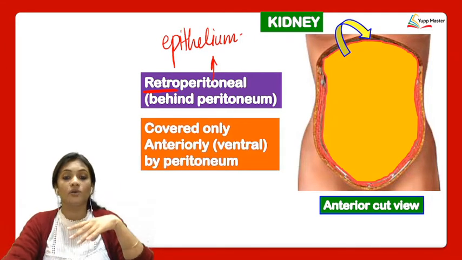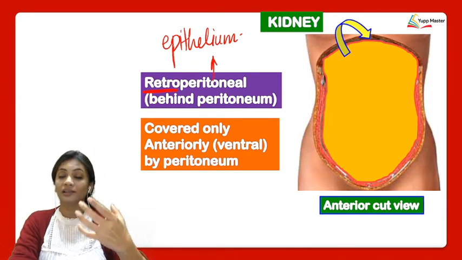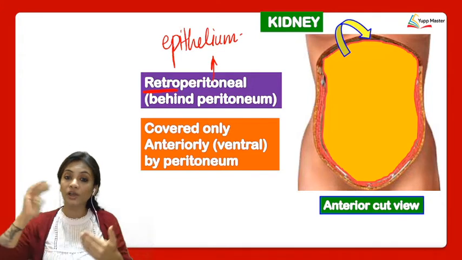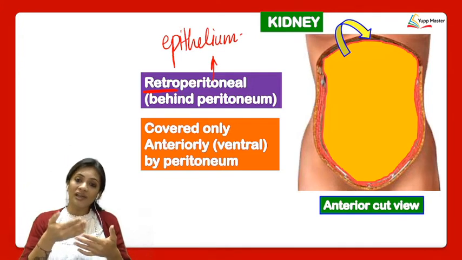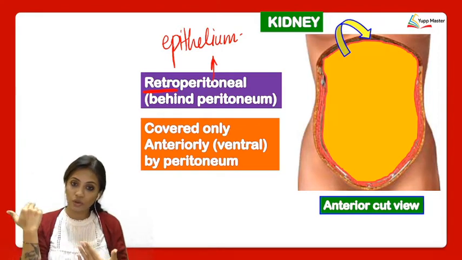All right, now we see the peritoneum is covering the kidneys, but not from the back side. Peritoneum only covers the kidneys from the anterior part. The back side is attached to the dorsal body wall.